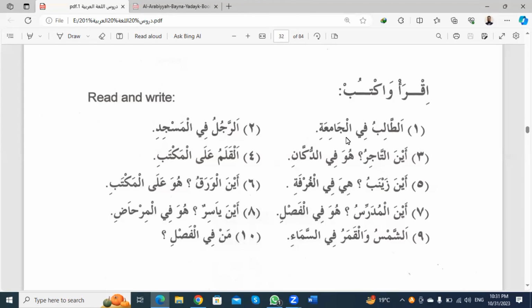So الطالب في الجامعة. The student is in the university, at the university, you can say. Very good. الرجل في المسجد. The man is in the mosque. Yes, very good. أين التاجر. Where is the merchant? Yes, very good.